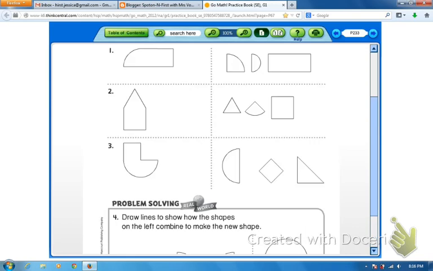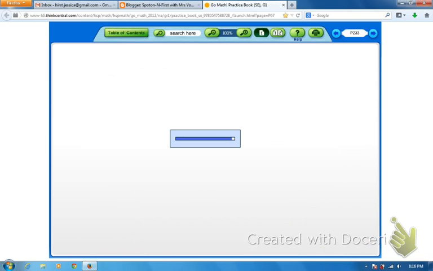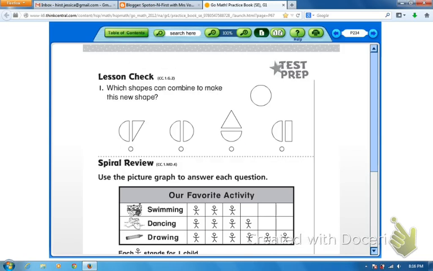On the back side of the homework, the first problem says which shape can combine to make this new shape. That would be B if we took two half circles to make one circle.